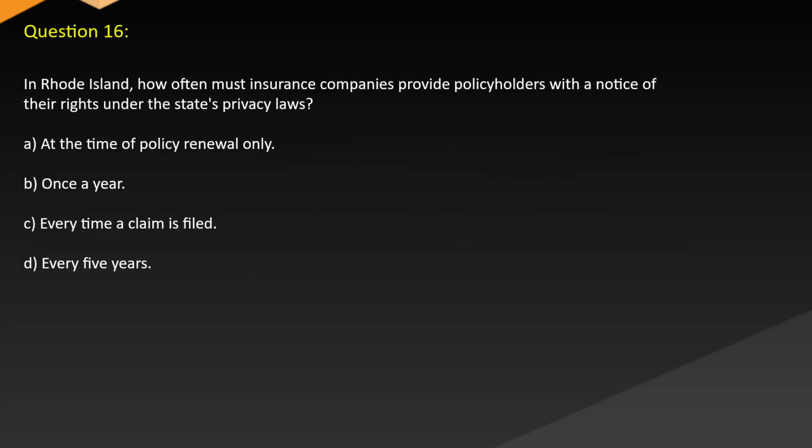Question 16. In Rhode Island, how often must insurance companies provide policyholders with a notice of their rights under the state's privacy laws? A. At the time of policy renewal only. B. Once a year. C. Every time a claim is filed. D. Every 5 years.